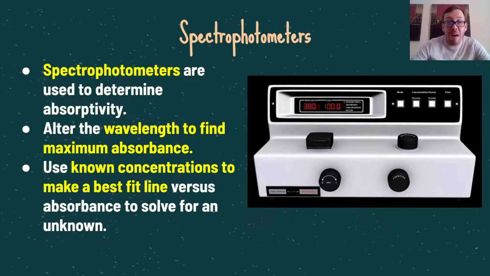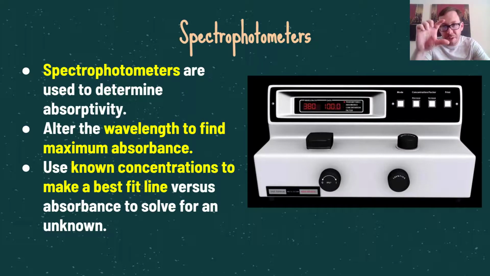These are used to measure absorptivity. The first thing we need to do is alter the wavelength to find the maximum amount of absorbance. That is going to be very key as we go through and run different samples. So as you look at the apparatus there on the right, you have a little device there that allows you to alter the wavelength that is being shot through the device.